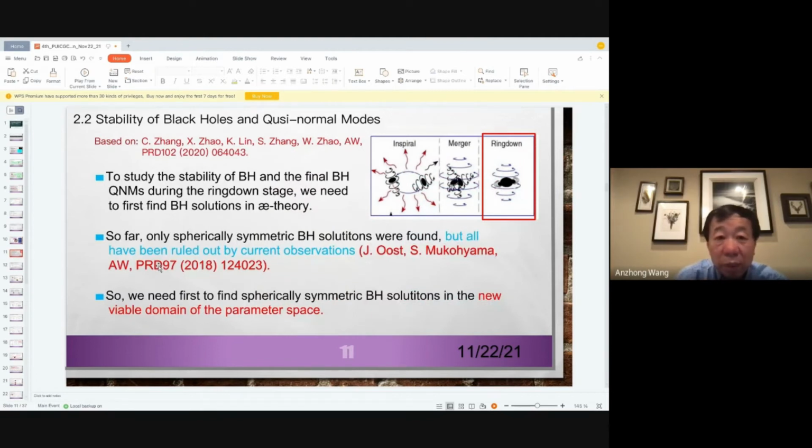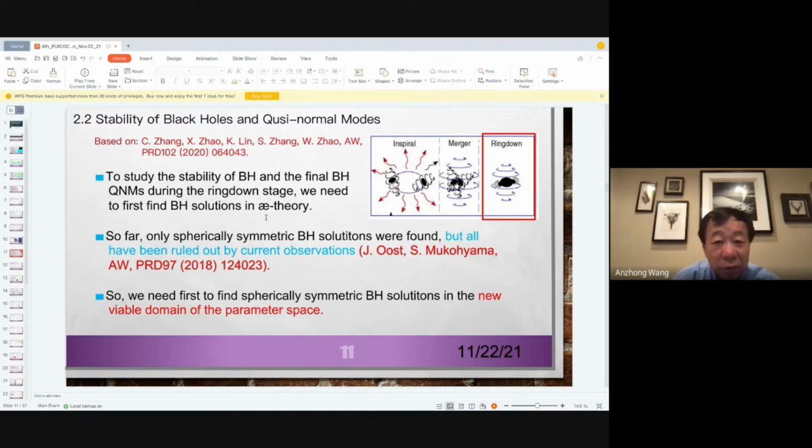Now I'm going to move on to study the black holes and also quasinormal modes. Why? Because in the last stage of the binaries, once they merge into a final object, normally a black hole, the gravitational wave emitted in this phase can be a superposition of the quasinormal modes. That's why quasinormal modes are important. Of course, to study the quasinormal modes, we first need to find solutions.